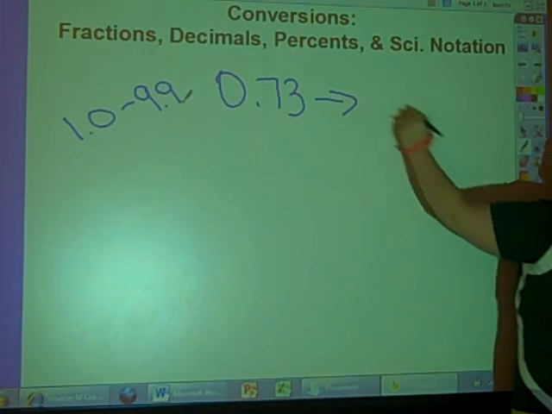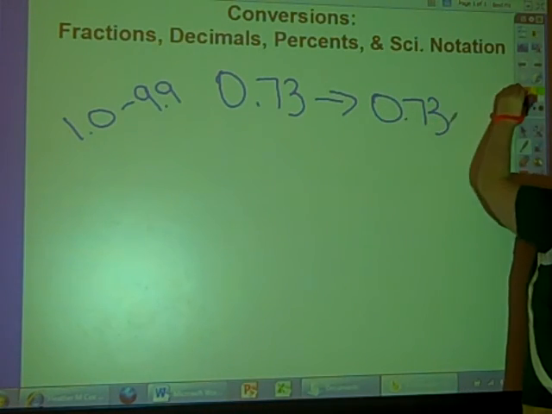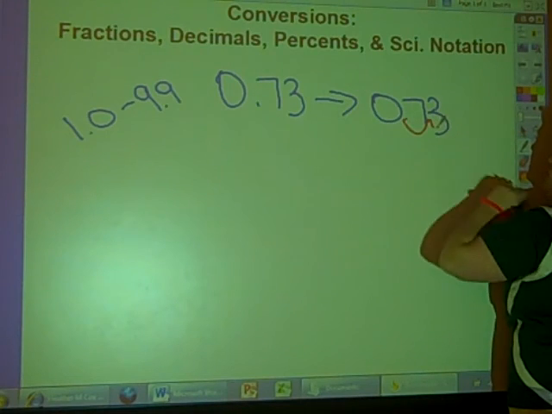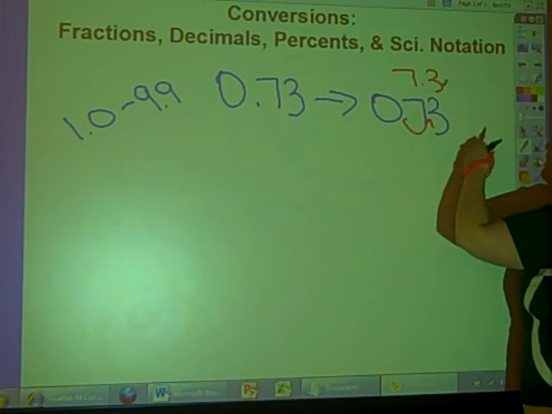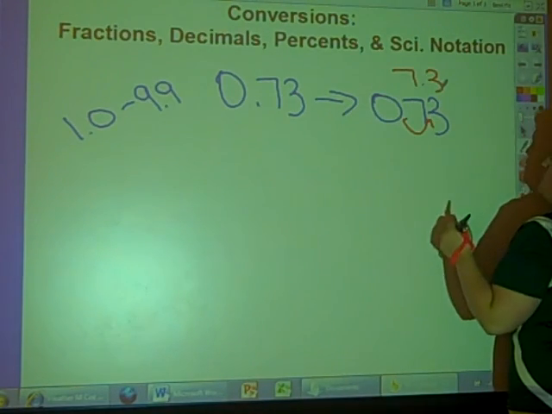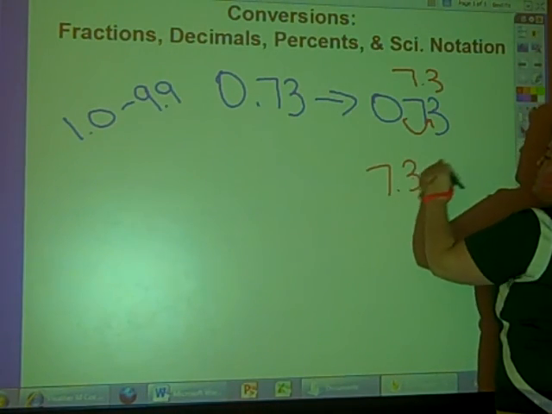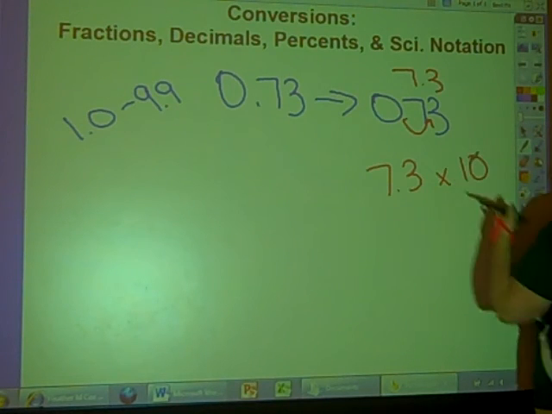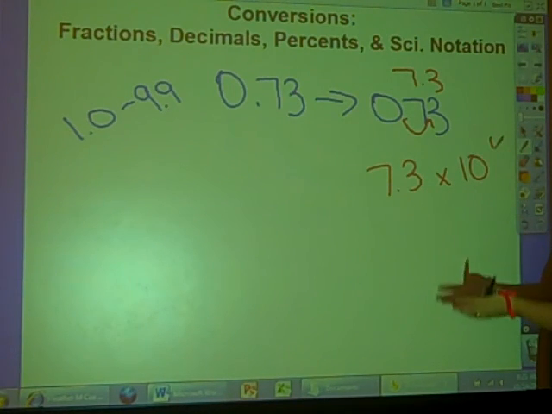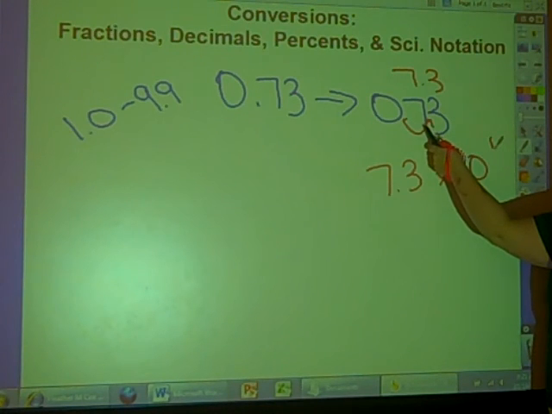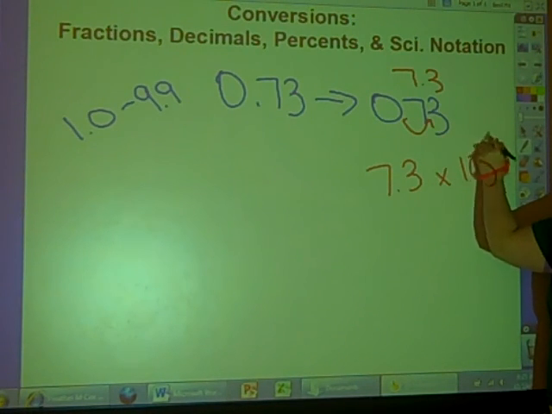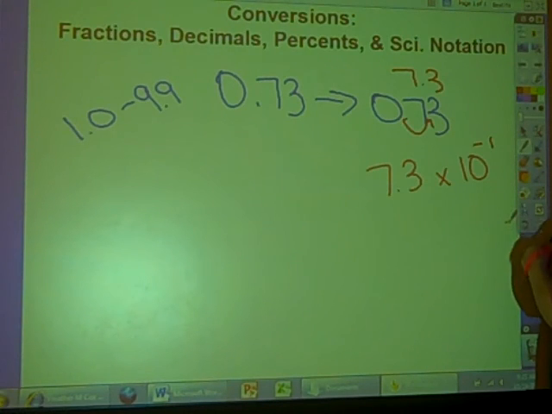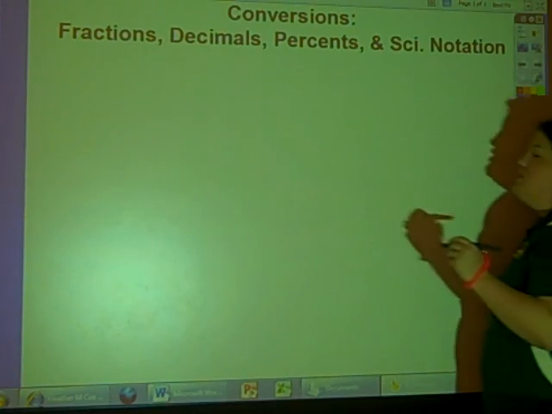That is not written like that, so 0.73. We would need to get it between the 7 and the 3 so that the first factor would be 7.3, and that is in between the numbers that we need. So we will have 7.3 times 10 to a power. Well, we moved it one time, so it's going to be times 10 to the 1, and we took a smaller number and made it larger, so it's actually going to be to the negative 1. Because 10 to the negative 1 is 1/10, and if we take 7.3 and multiply it by 1/10, you'll get 0.73 again.